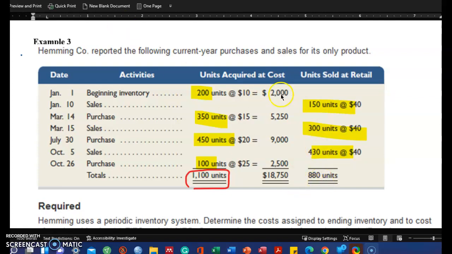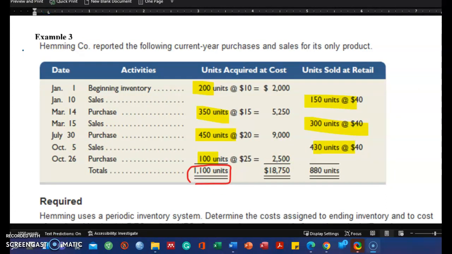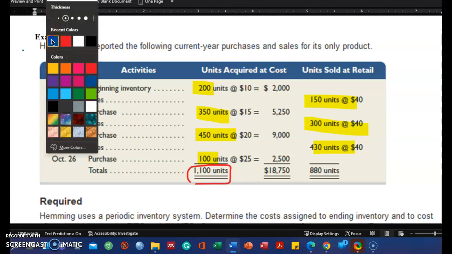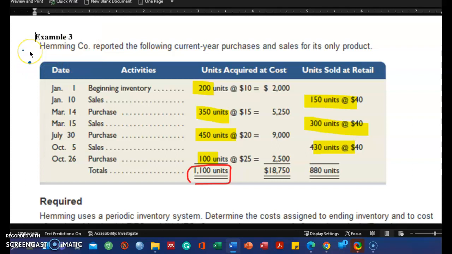Now the problem doesn't have to give us the 2,000, 5,250, 9,000, 2,500 and a total of 18,750. They don't have to do that at all. As a matter of fact, I would be surprised if many problems that you could encounter would do that.